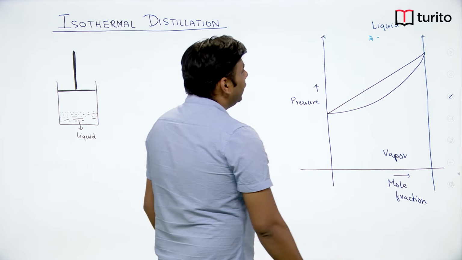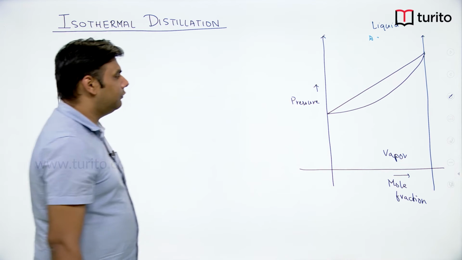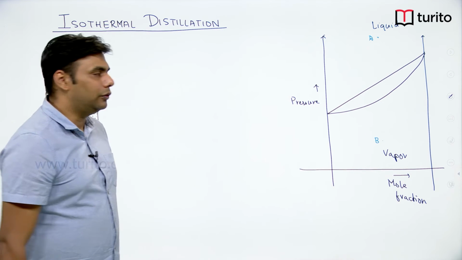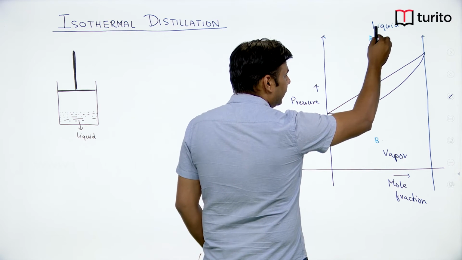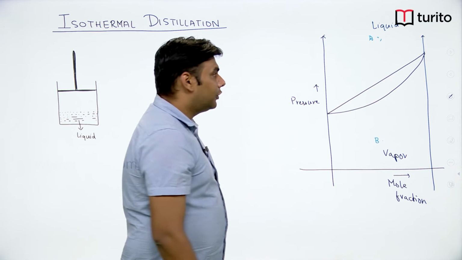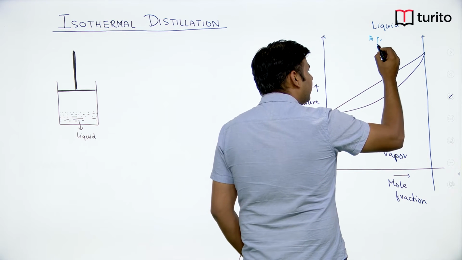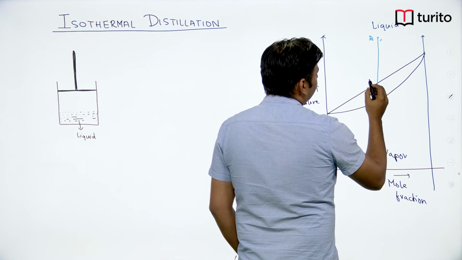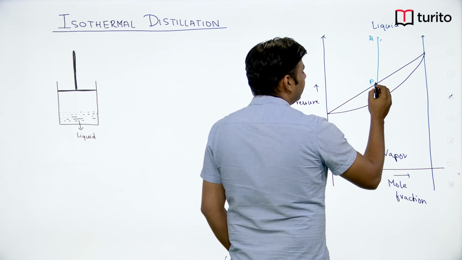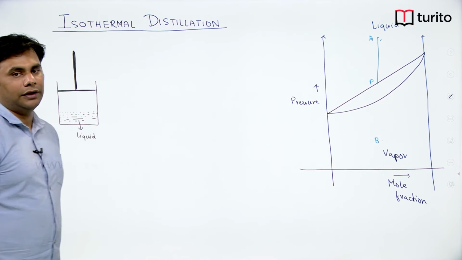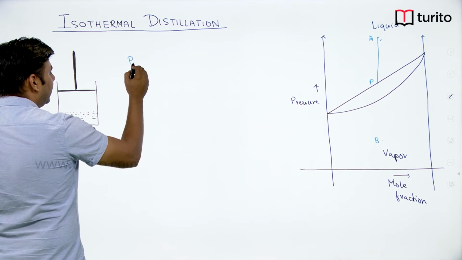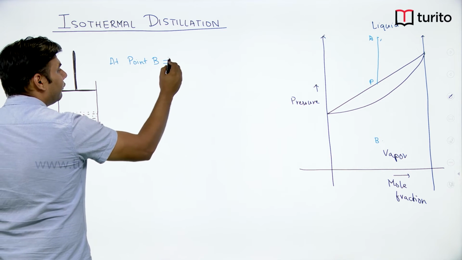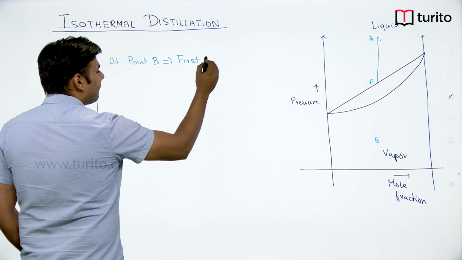Now if we want to convert this liquid into vapor, if from this state we want to go to this state, what do we have to do? Isothermally we are going to reduce the pressure. Once we start reducing the pressure, we'll come to this point. Let this point be called P. Now what would happen at this point P? At point P we'll say that the first trace of vapor is formed.